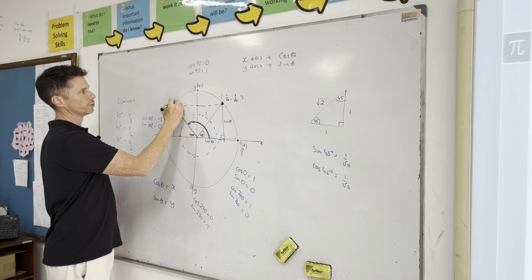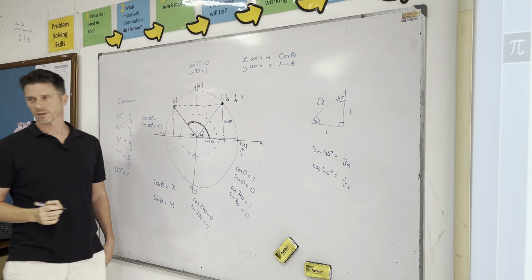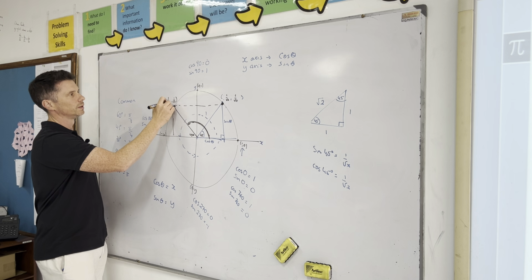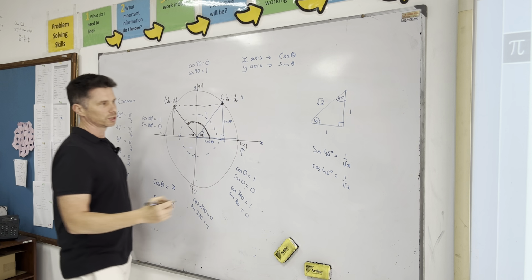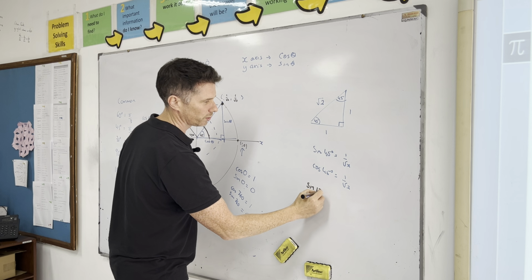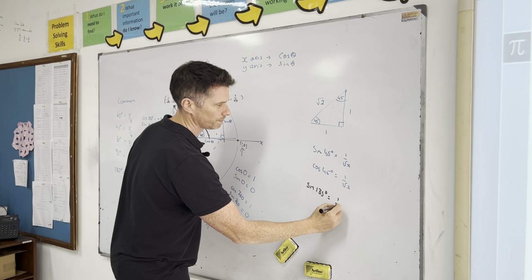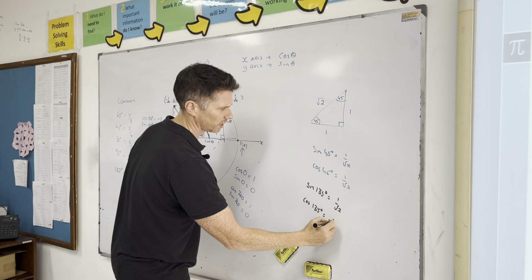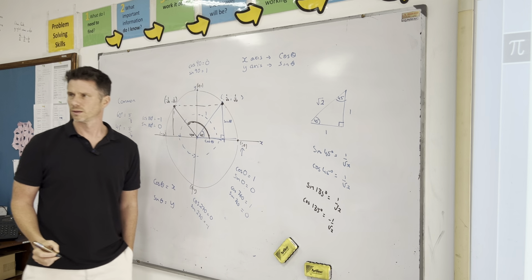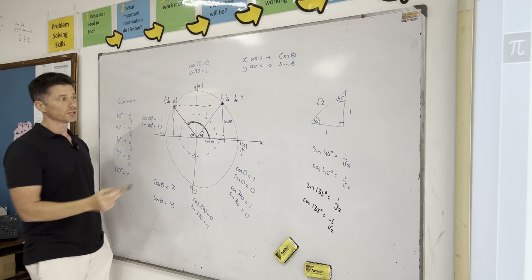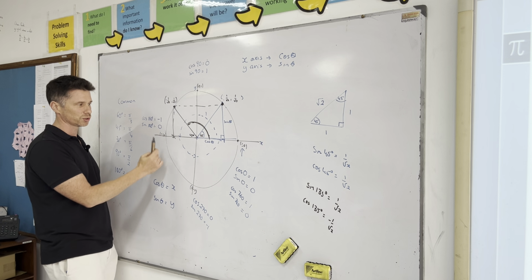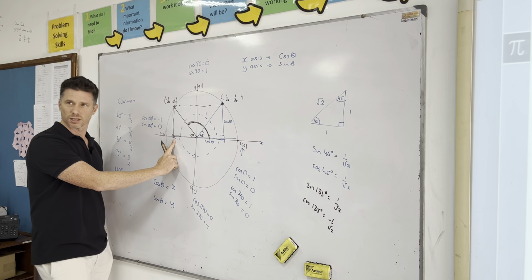1 over root 2 for sine. What's the cosine of that? So the sine of 135 degrees is the same, but the cosine of 135 degrees is negative. And you can see this is negative because the cosine is directly related to the x-axis, and there's no way that could be a positive value.